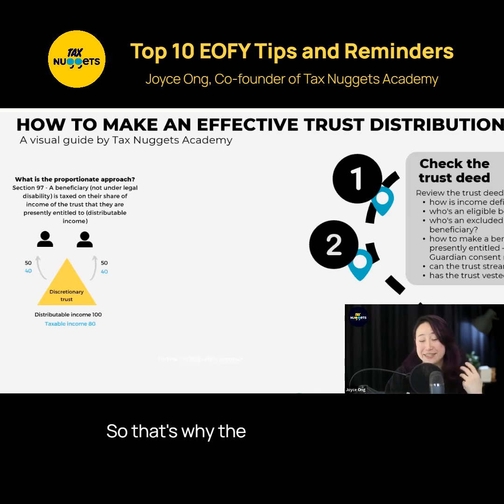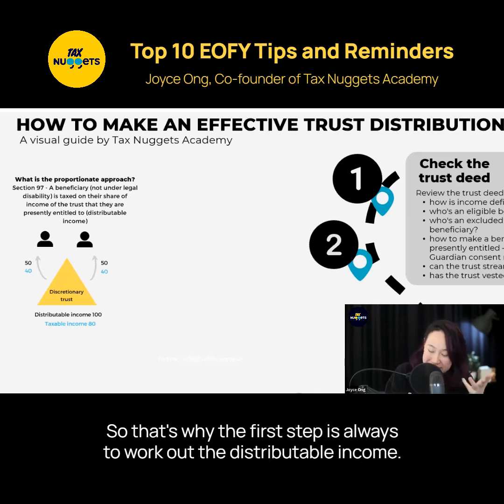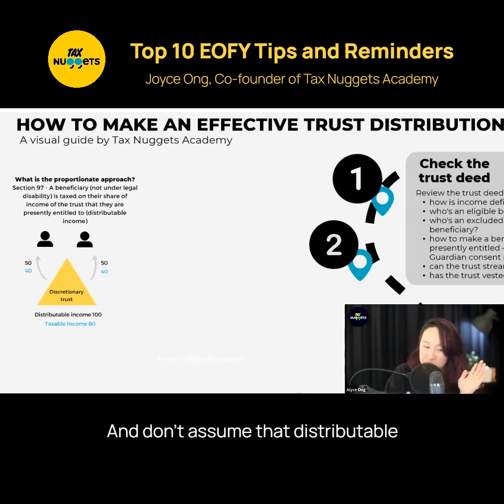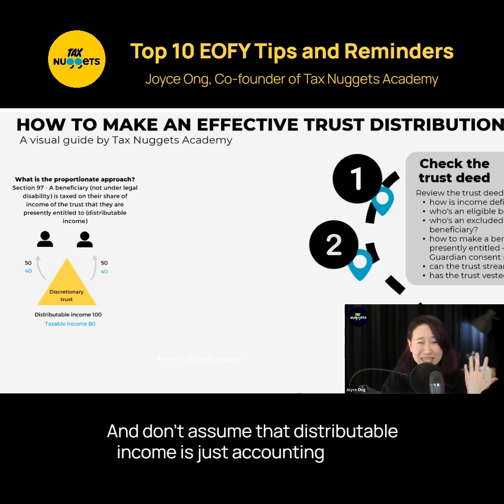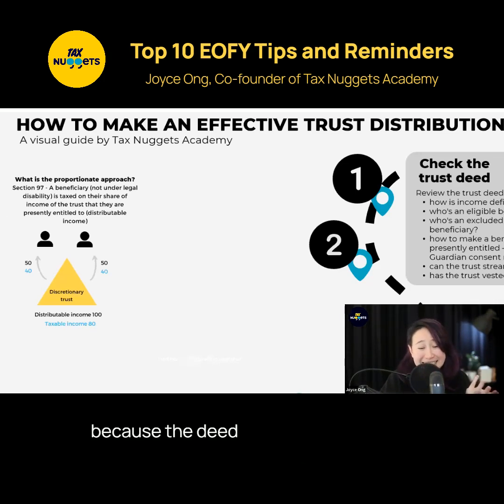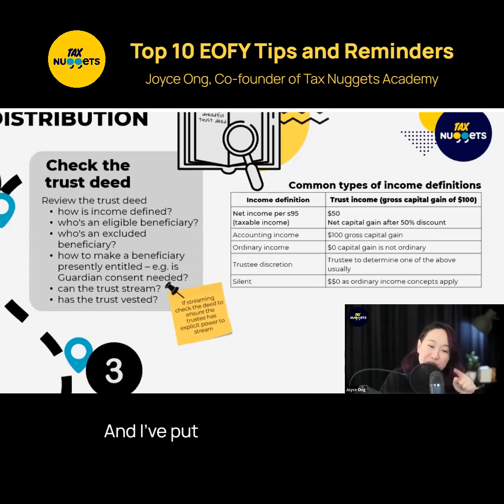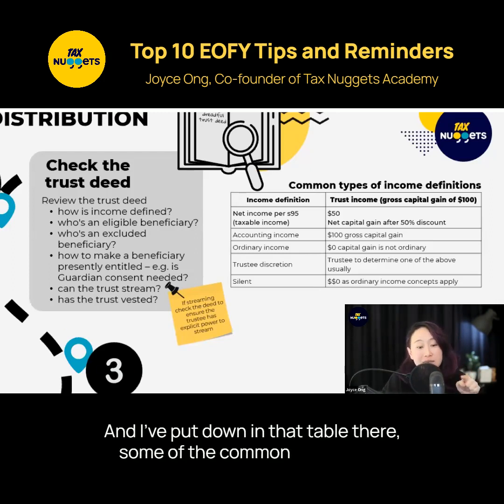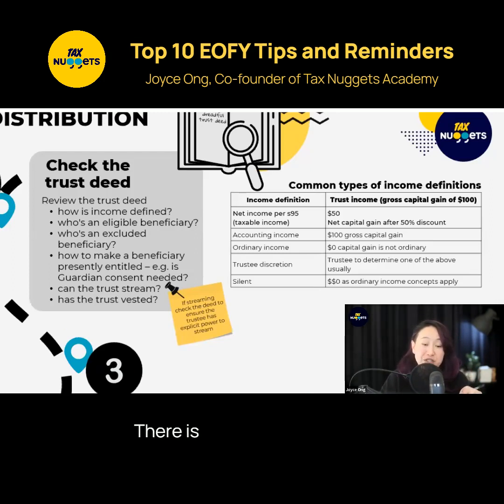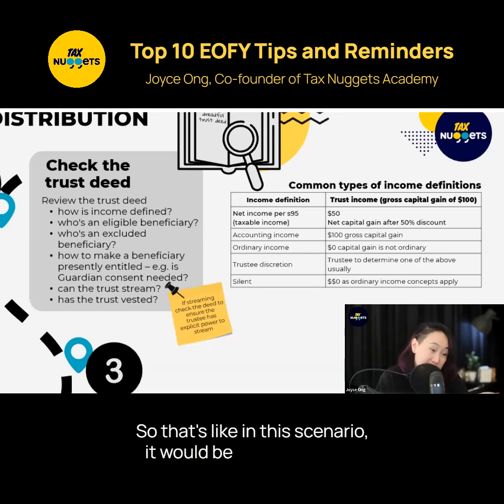So that's why the first step is always to work out the distributable income, and don't assume that distributable income is just accounting income, because the deed tells you what that is. I've put down in that table some of the common ones, right? There is distributable income equals tax income. In this scenario, it would be $80 on the left.